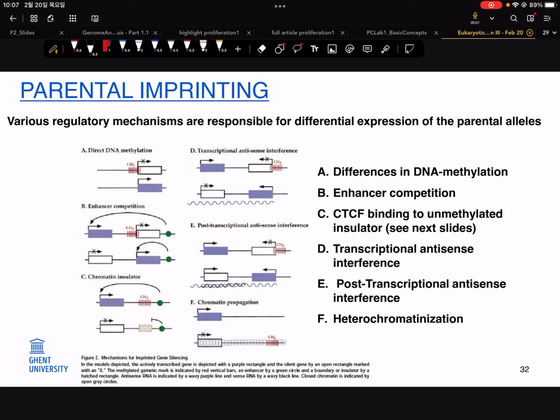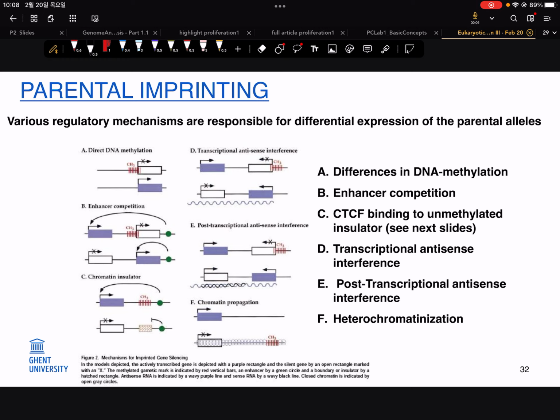It can be differences in DNA methylation, with the promoter silencing this allele, while here there is no DNA methylation. It can be enhancer competition, it can be binding of CTCF, I will talk about that in the next slide, which leads to some kind of boundary between elements, so that this enhancer here can only bind when this is methylated, while here it is blocked by CTCF binding to it. I will show in the next slide how that could happen.